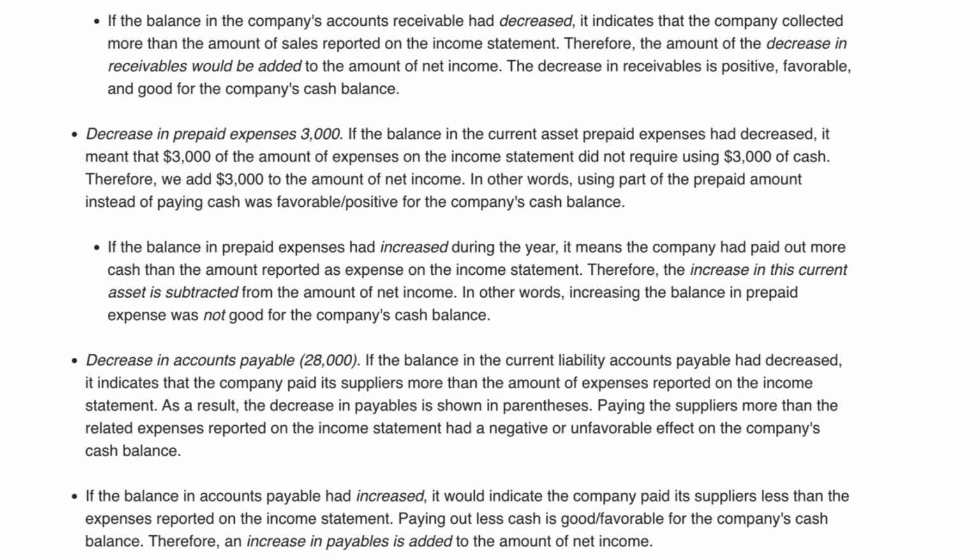If the balance in accounts payable had increased, it would indicate the company paid its suppliers less than the expenses reported on the income statement. Paying out less cash is good/favorable for the company's cash balance. Therefore, an increase in payables is added to the amount of net income.